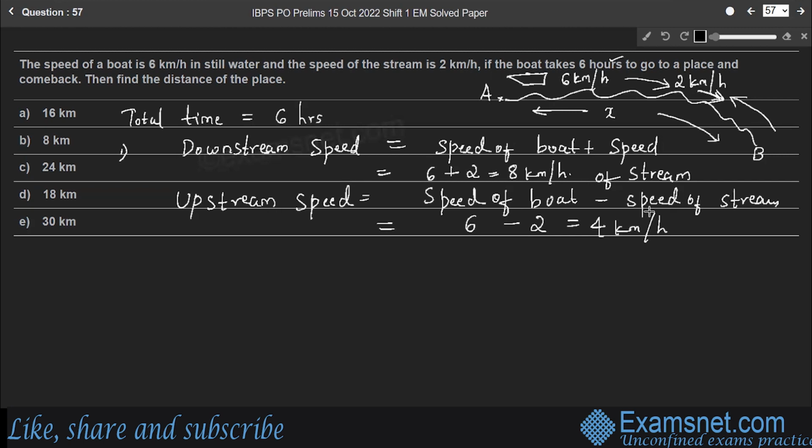So when the boat is moving in the upstream motion or in the downstream motion, it takes some time to go to that place. So let us take time taken by the boat in downstream motion. Let T1 be the time taken in downstream motion.